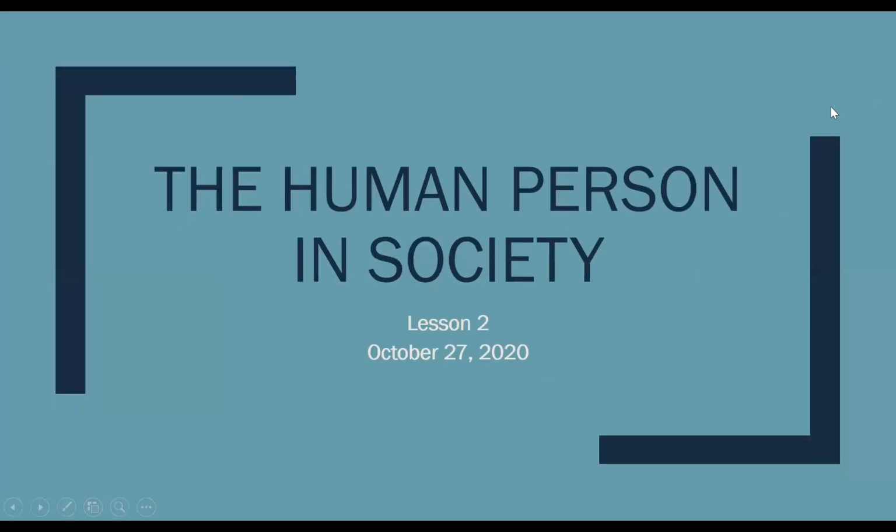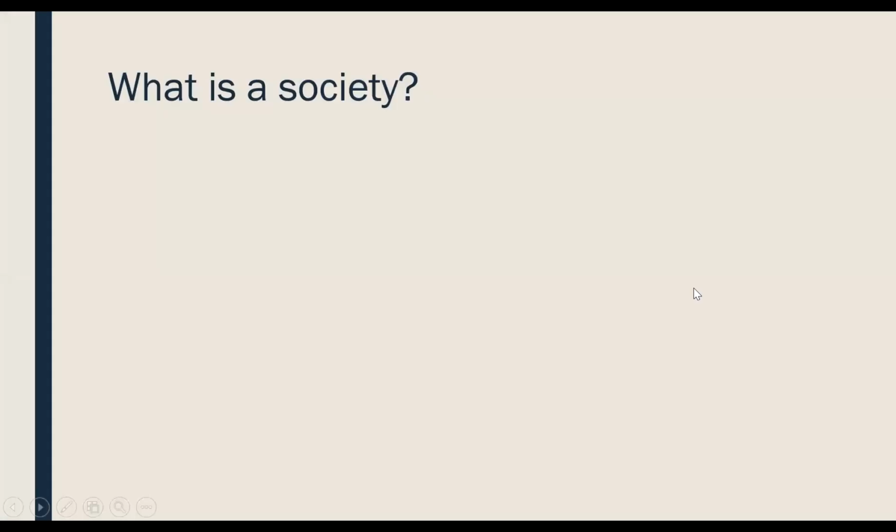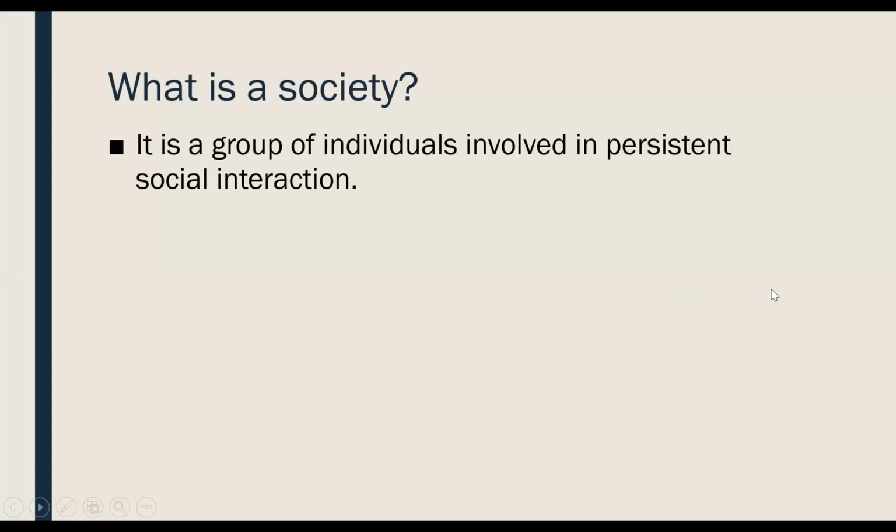So, the human person in society. This discussion begins by defining what society is. A society is seen to be a group. Of course, let's highlight that. It is a group of individuals involved in persistent social interaction. So it's a group of people, individual units, and they interact. It's not merely a group that has gathered together.